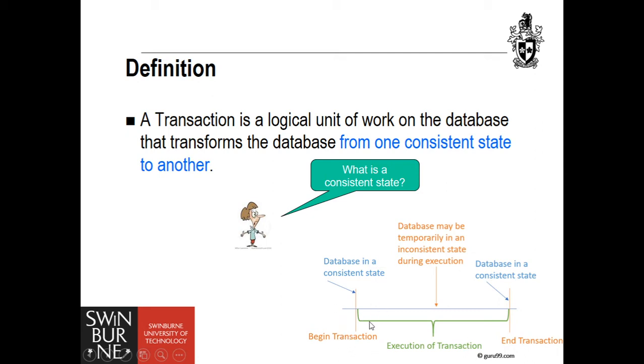So that's why we consider a transaction like an update command. Between begin and end transaction, if you use an update command, in the meantime the database may be temporarily in an inconsistent state during execution. For example, you want to update the table, you want to change the value name from Ali to Abu. You start with begin, and then during the transaction, the table will become an inconsistent state. So this is the meaning of the transaction.